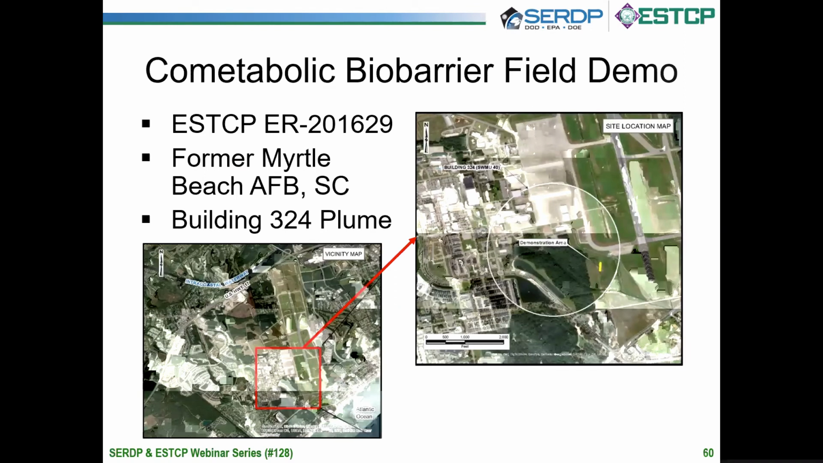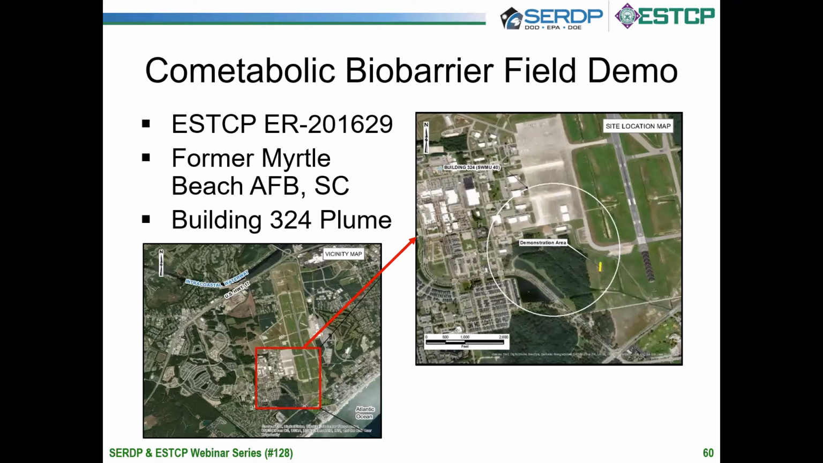So getting to the field demonstration, we performed this field demo at the former Myrtle Beach Air Force Base in South Carolina at the Building 324 plume. So this is located just off the Atlantic Ocean. You see on the bottom left picture, on the top right, you see our demonstration area is located about 1,000 feet west of the runway for what is now the Myrtle Beach International Airport. It was the former Air Force Base.